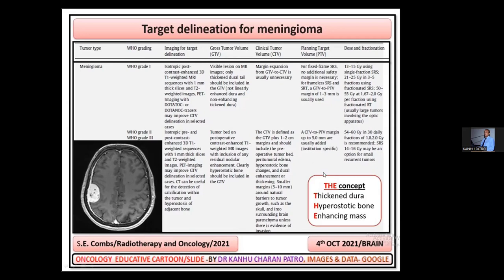So what is the concept? The concept is the thickened dura, hyperostotic mass, and enhancing hyperostotic bone and high enhancing mass. These three things you have to keep in mind for contouring the meningioma.